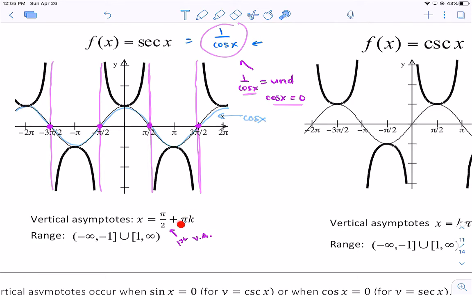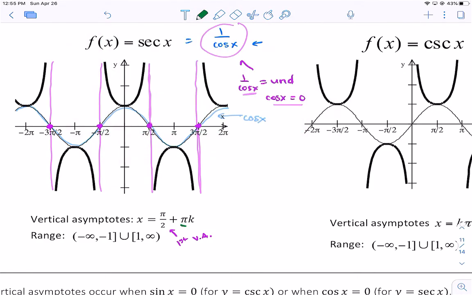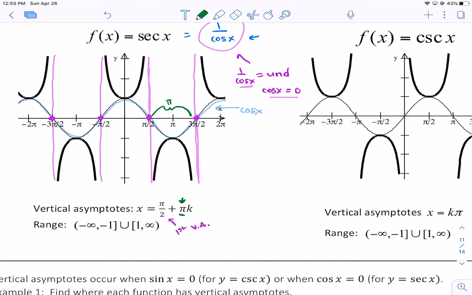Where we got pi from was the distance between asymptotes. Pi is here because the distance from one asymptote to the next asymptote is pi. So that's why we'd have pi here. If the asymptotes were further away, if they only occurred every 2 pi, then you would have written 2 pi right there. And the graph of secant is just the darkest graph that we have here.